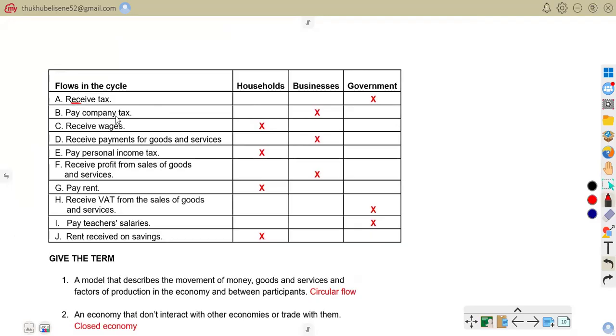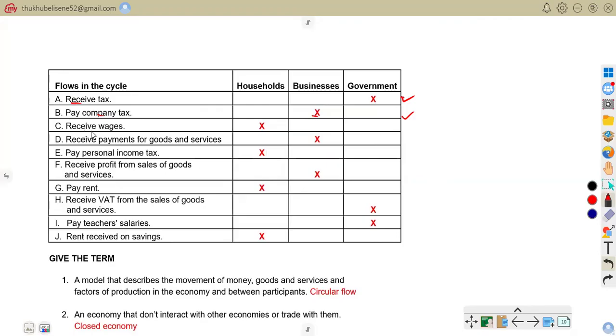Like to say receive tax. Who receives tax? Government. Government collects tax from households and businesses. We know very well that government collects tax from households and businesses. So when it comes to pay company tax, who pays company tax? That is business. Companies pay tax on profits to government. That is what we know.